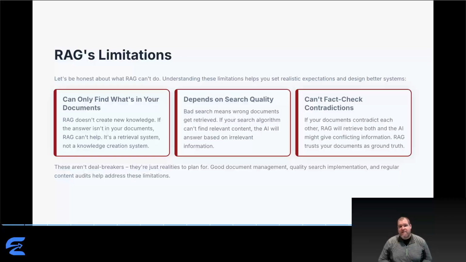Third, RAG can't fact check contradictions in your documents. If you've got two policy documents that say different things, RAG will retrieve both and the AI might give conflicting information. This isn't a RAG failure, it's a content management issue. These aren't deal breakers, they're just realities to plan for. Good document management, quality search implementation, and regular content audits address these limitations.